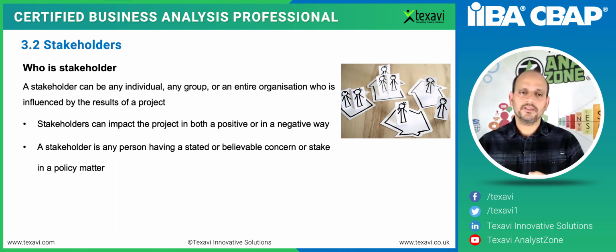Let's have a quick recap. A stakeholder could be any individual, any person, or any group of people, or a huge organization, either structured like a company or a firm, or unstructured, like a group of people, a community or neighborhood. They're perhaps not even registered as a community or as a society. Still, you have to treat them as a neighborhood, as a stakeholder.